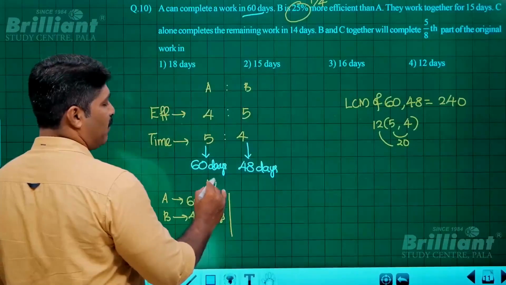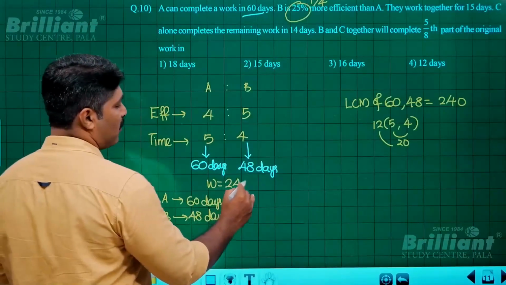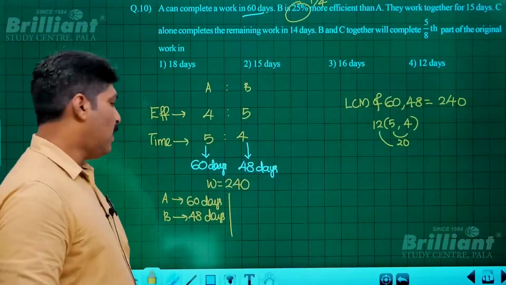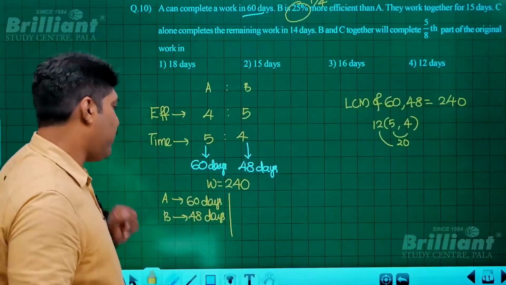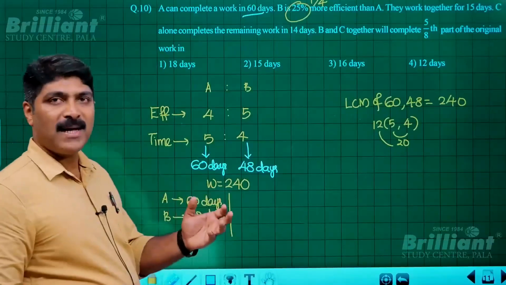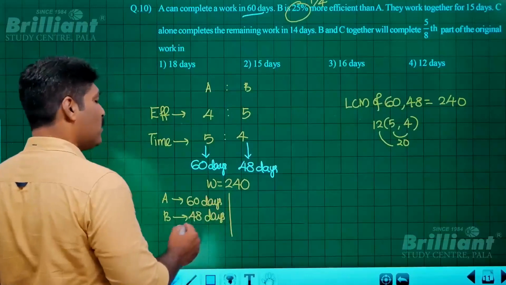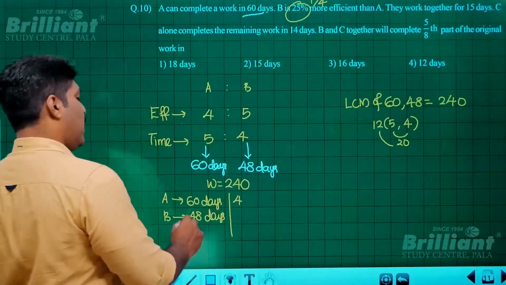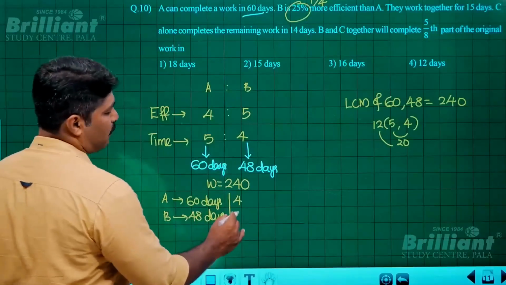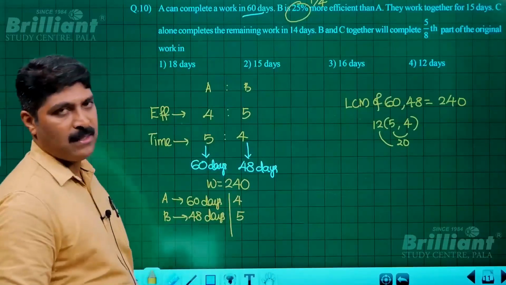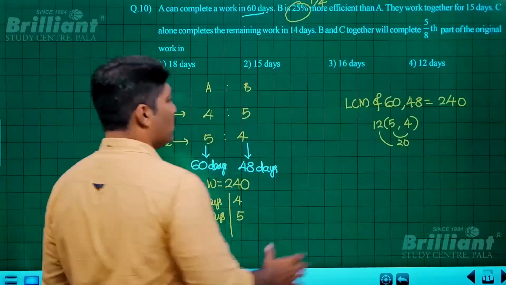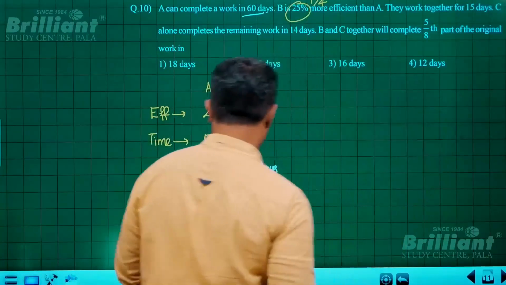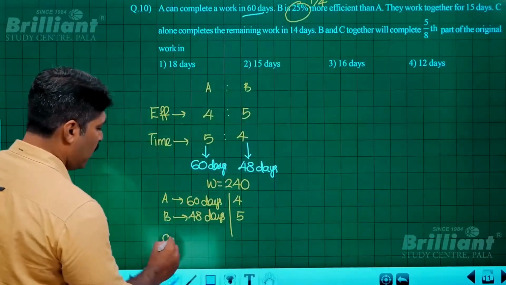Therefore, we are assuming the quantity of work as 240 units. Which will be the efficiency of A? A requires 60 days for the completion of 240 units of work, so 4 units of work per day. Similarly, B takes 48 days, therefore that is 5 units of work. Got it? So these are the efficiencies. Here we don't have the data of C, so we have to fill that in later.